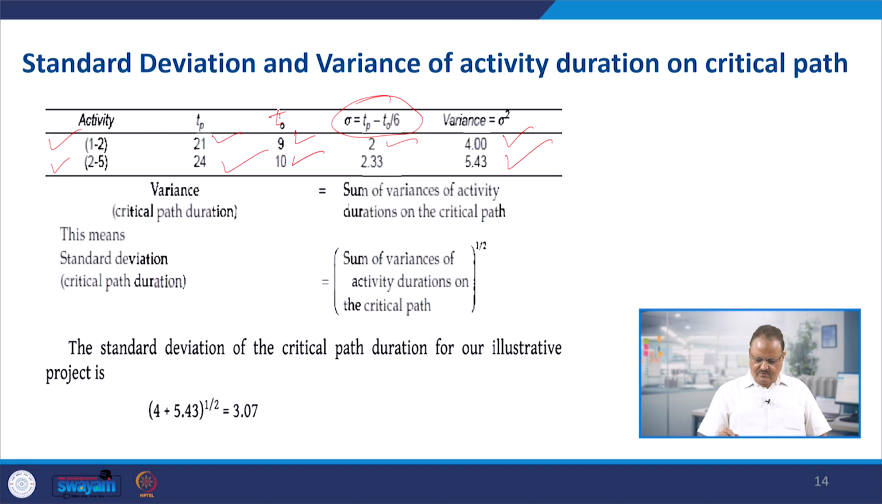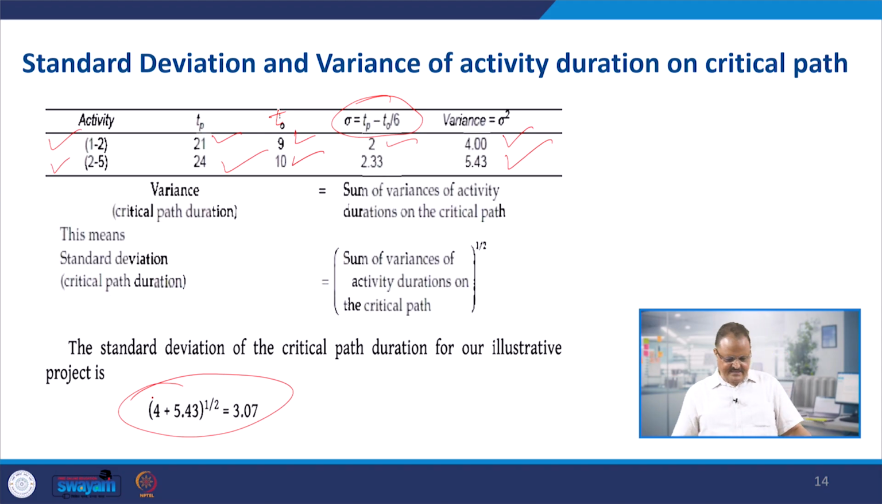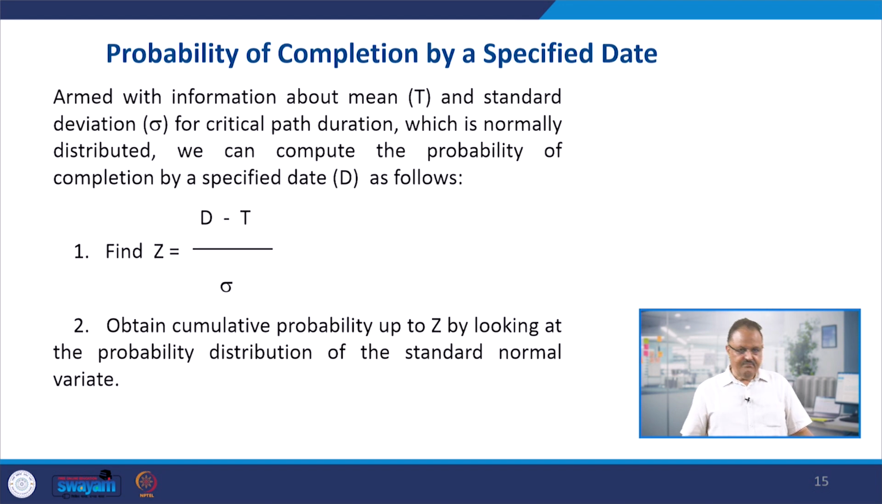And finally, when we take the square root of the sum of the variances of these two, the standard deviation, sigma, comes up as 3.07, and this 3.07 as sigma we can use for finding out the possible duration of the project.